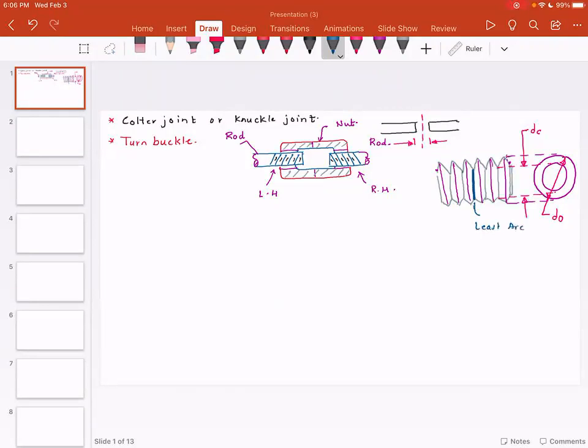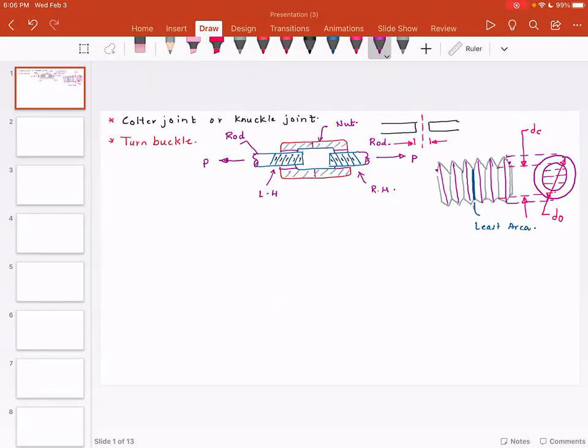So which means if I want to look at the failure of the screw under loading, and I'm just going to assume turnbuckle can support compressive or tensile loading, but for the sake of discussion, I'm gonna say that there is tensile loading P. So the area that is going to resist the tensile load is nothing but this core area.